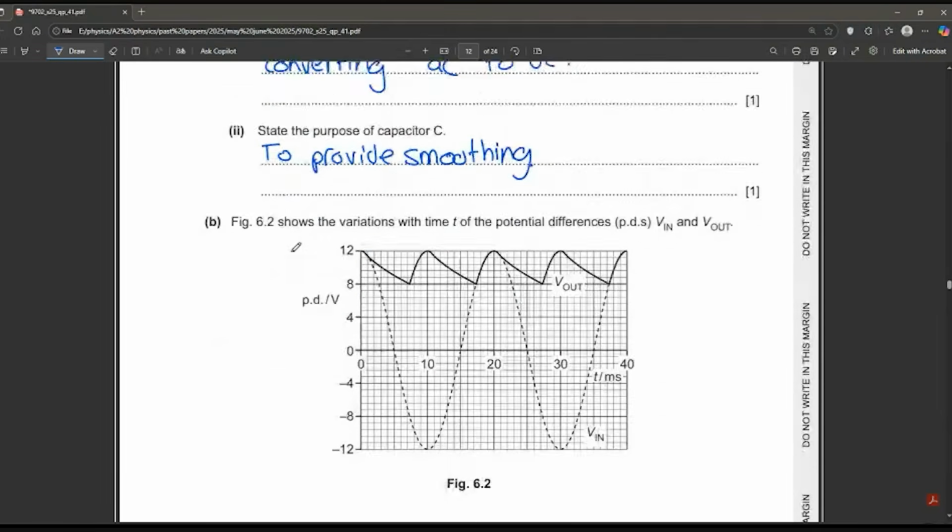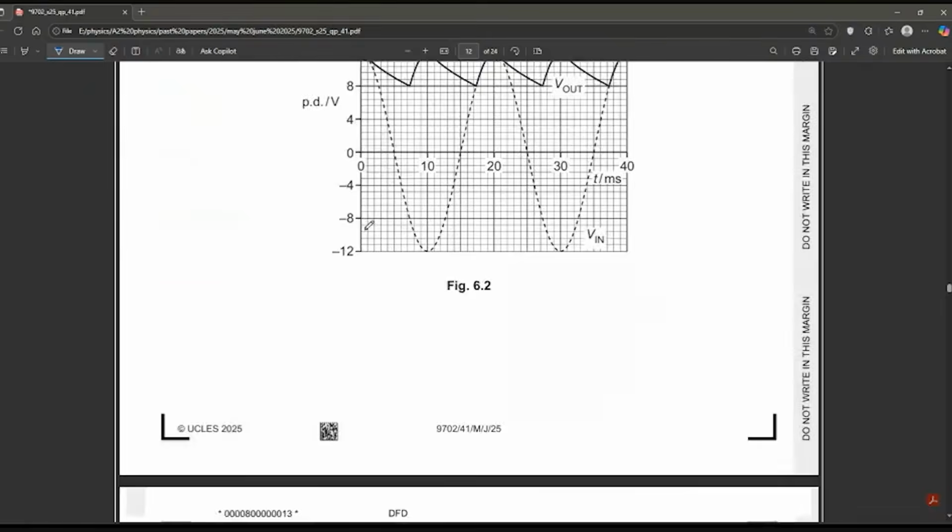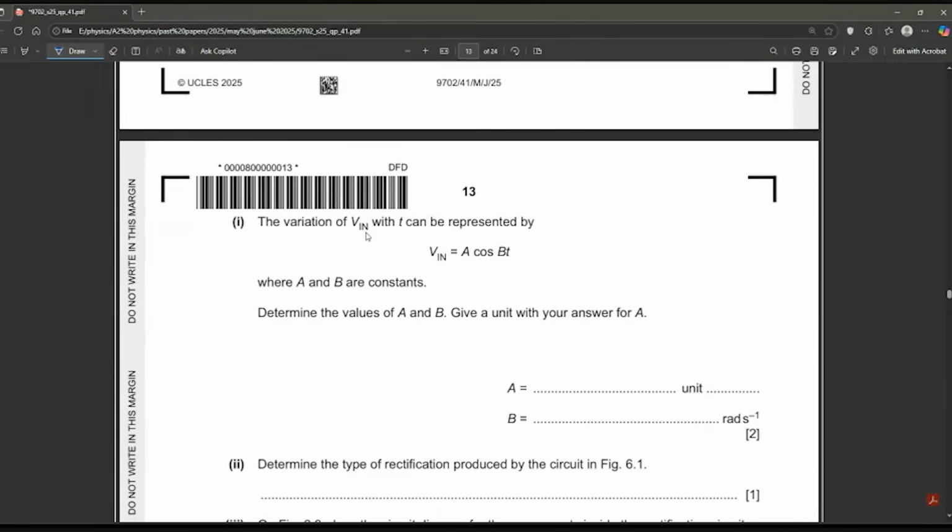आगे बढ़ते हैं. Figure 6.2 shows the variation with time t of the potential difference V in and V out. ठीक है, हमारे पास पोटेंशियल डिफरेंस वर्सेस टाइम का ग्राफ गिवन है यहाँ पे. The variation of voltage input with time can be represented by this, where A and B are constants. Calculate the value of A and B. Give a unit with your answer for A.